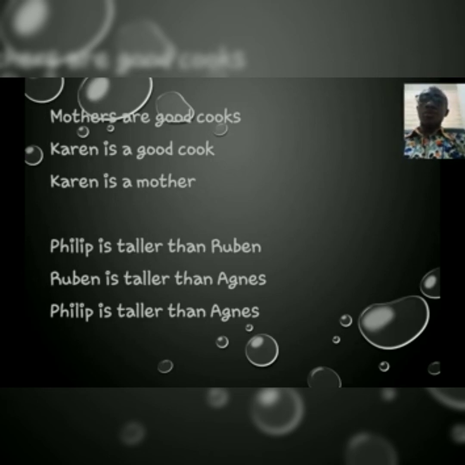The next argument. Philip is taller than Ruben. Ruben is taller than Agnes. Then Philip is taller than Agnes. Is this argument valid or not valid? Take your time. It is a valid argument because we are comparing three persons here. Philip is taller than Ruben. So if Ruben is also taller than Agnes, then automatically Philip is taller than Agnes. So this is a valid argument because the premises support the conclusion. No one can argue against that, because if Philip is taller than Ruben and Ruben is taller than Agnes, then Philip is taller than Agnes, which makes sense. So that is a valid argument.